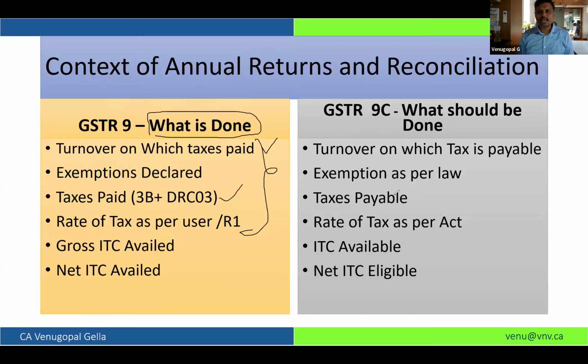Now let's look at what is 9C. If R9 is this, what is 9C? 9C is talking about what should be done. Now the concept of 9C is brought in from the auditor or an external perspective. Let's now understand what is 9C. Now, what are the taxes I should be paying? Let's understand what is the tax that I have to pay to the government.